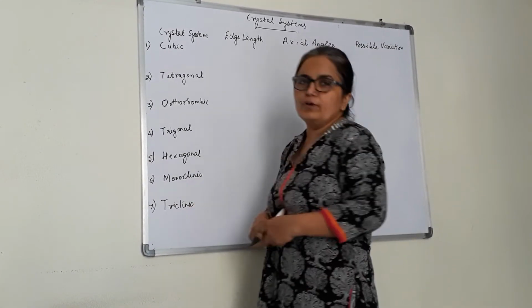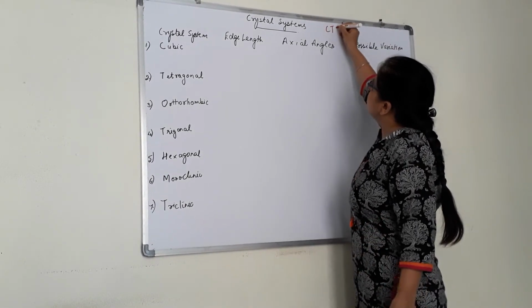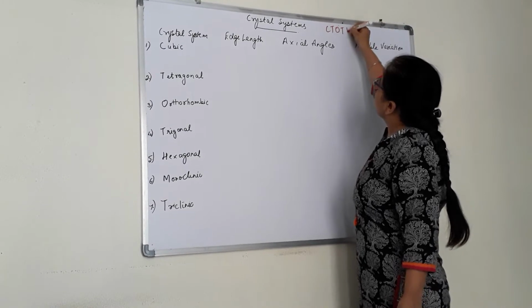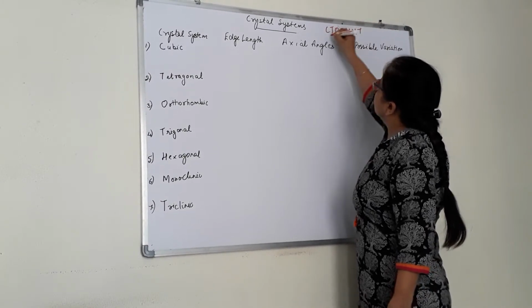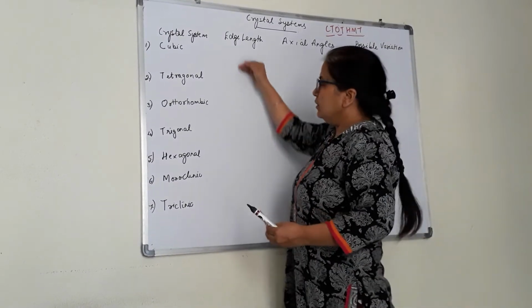So I don't think you should forget now. There are 7 crystal systems. How are you learning? C, T, O, T, H, M, T. You will learn like this. Now, further, how to learn this?